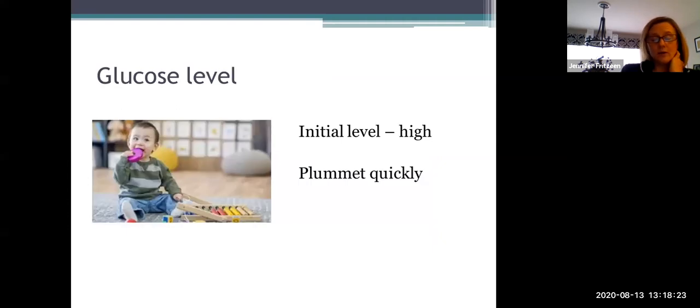Now, the third thing that really gives us some clues to hemorrhagic shock is the glucose level. We may get kids into the code room initially and they have a high glucose level, not terribly abnormal, but that glucose level is going to plummet quickly.